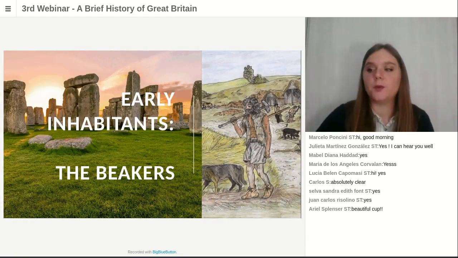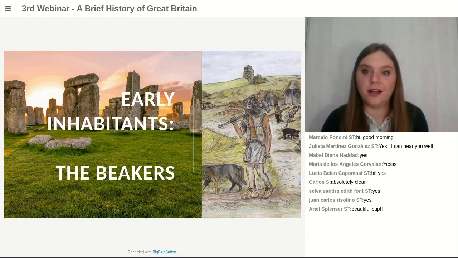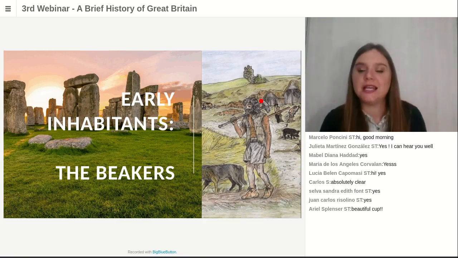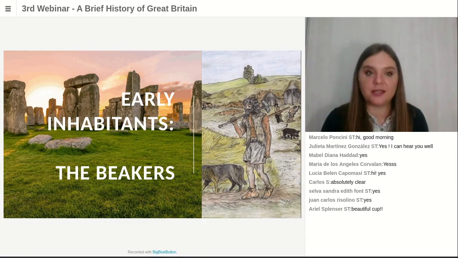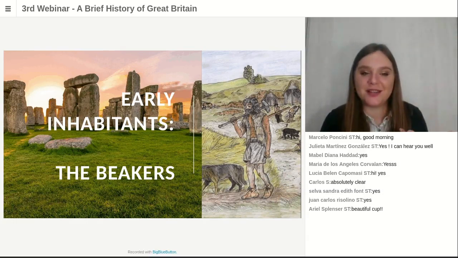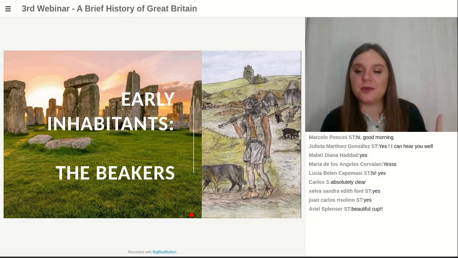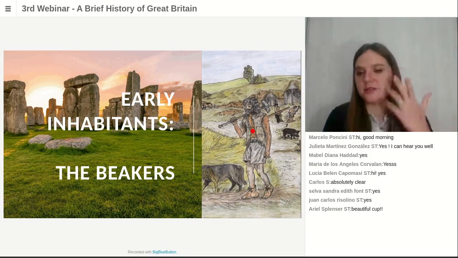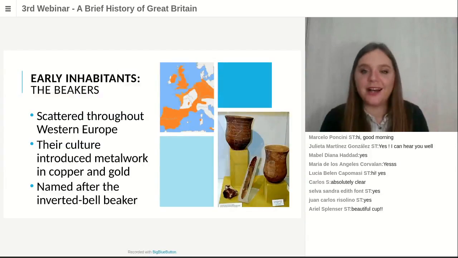All right. So we're going to talk about the early inhabitants. In this case, we're going to talk about the Beakers. Here you can see some pictures of the Beakers, and I want you to see this before I move on, so that you can understand some of the things that they did. These things are probably very, very well known to you. Yes, this is Stonehenge, and well, this is just a guy, but Stonehenge is very famous.